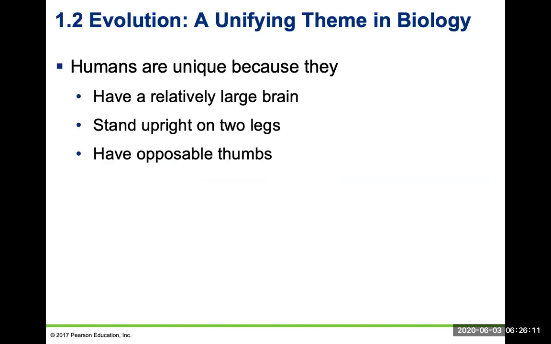Humans are unique because of a couple of things, and we focus on these. We have a relatively large brain, we can stand upright on two legs, and we have opposable thumbs, which means we're able to touch our thumb and our index finger together.